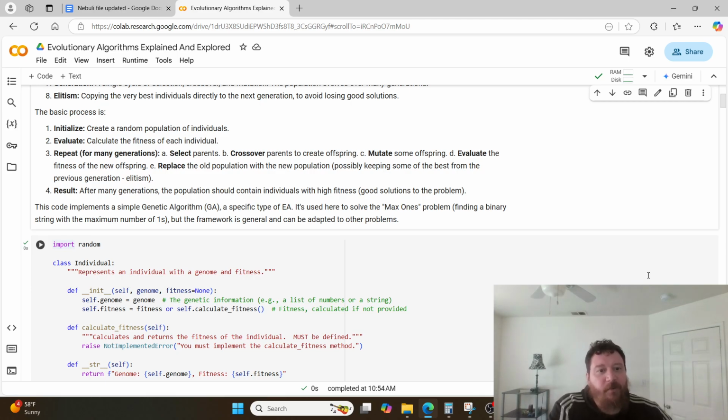So after many generations, the population should contain individuals with high fitness, right? And then you get your answer, kind of. The code that we're going to look at here implements a simple genetic algorithm, a specific type of evolutionary algorithm. It's used here to solve the max ones problem, so finding a binary string with the maximum number of ones, but the framework's general, and we're going to look at a very unique problem after this one.